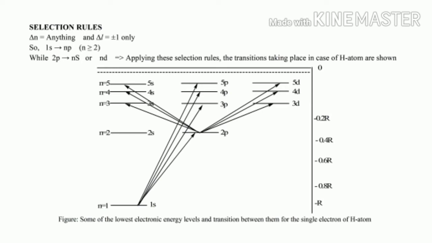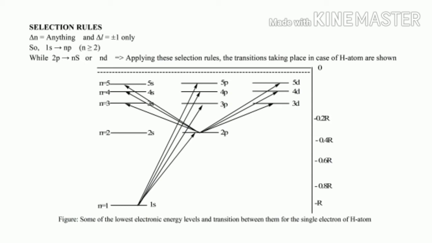In order to discuss the spectrum, we follow the selection rules. Delta n is equal to anything and delta L is equal to plus minus 1 only. Therefore, we will find that an electron in the ground state, say 1s state, can undergo a transition into any of the p states. Okay, that means 1s to np, where n is greater than or equal to 2, is allowed, while a 2p electron can have transition either into an s or a d state. That means the transition 2p to ns or nd is allowed. Since s and d orbitals are degenerate, the energies of both these transitions will be identical.